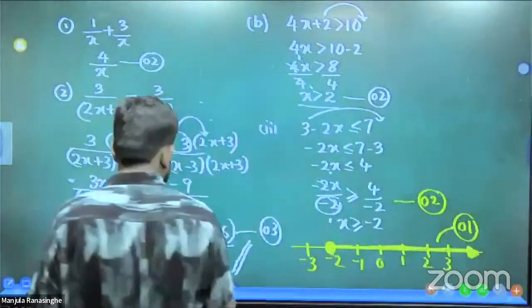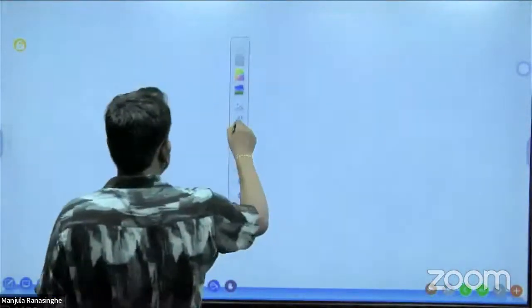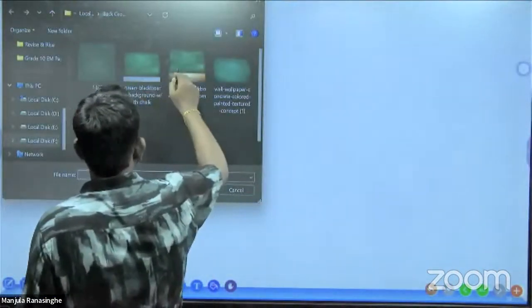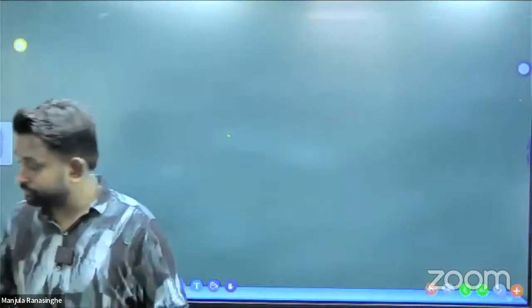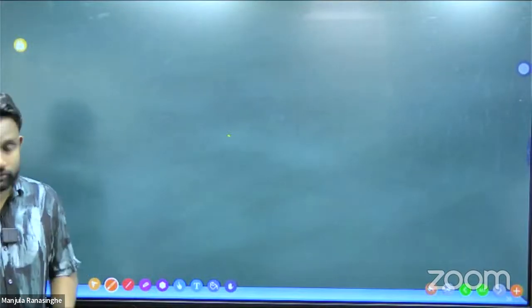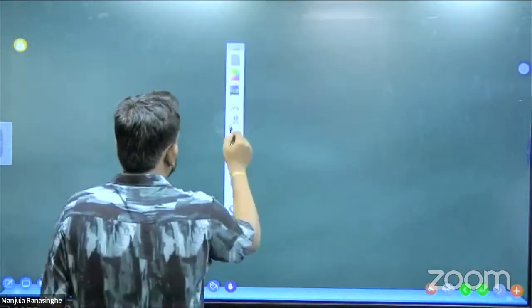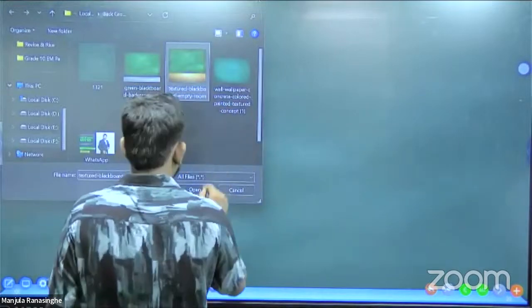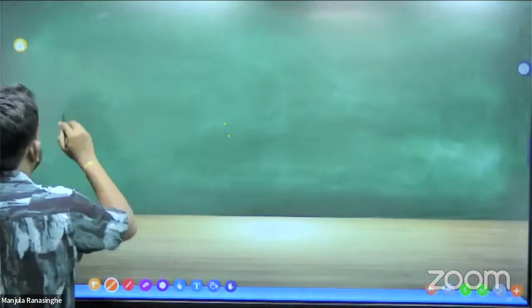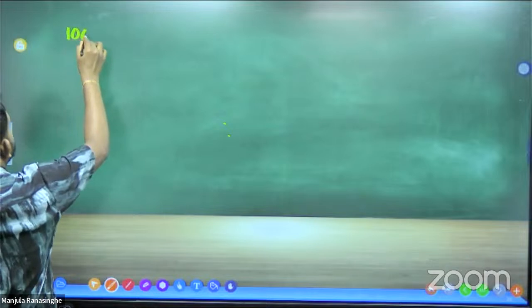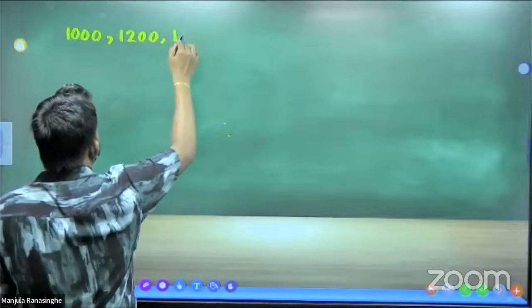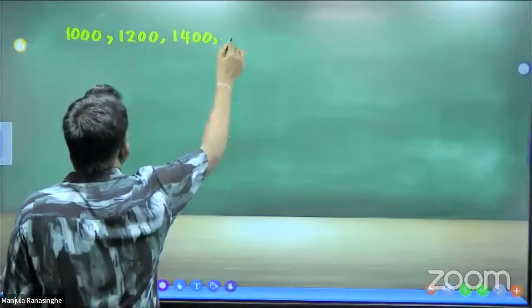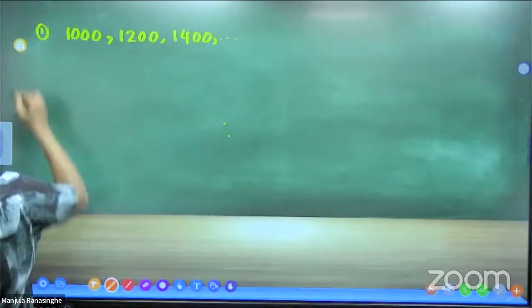So now you can see that this is how they deposit. First month 1,000, then 1,200, 200 more, then 1,400. So likewise, it is continuing. Part 1.